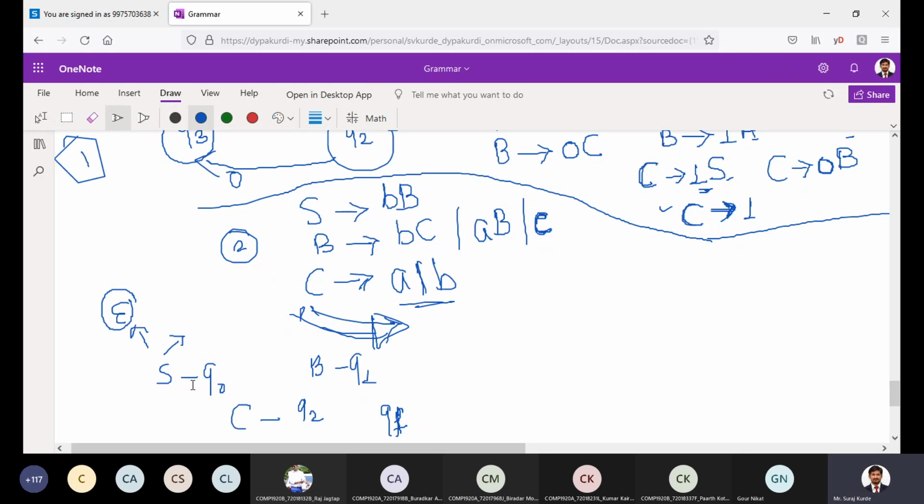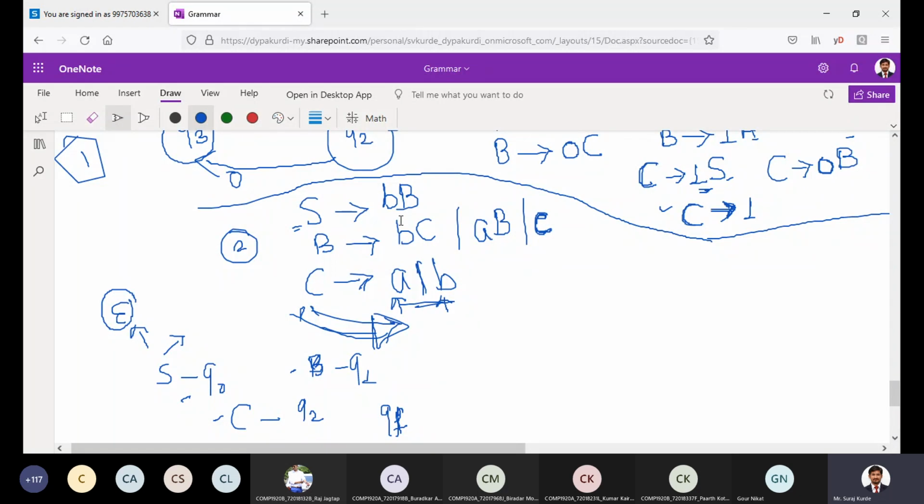Final state. So these are the states required. How to identify it? For each non-terminal, replace it with some state name. Yes, B and C are replaced. Then what are the terminating production rules? That means which are producing only terminal. Production rules which are producing only terminal, for them we have to add final state.